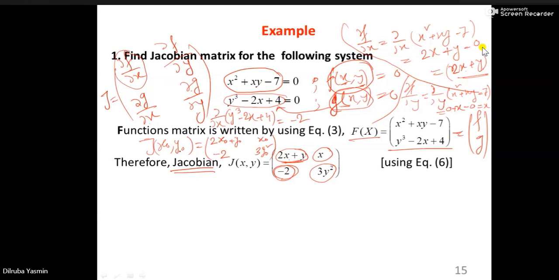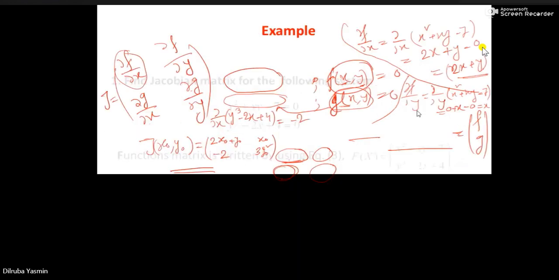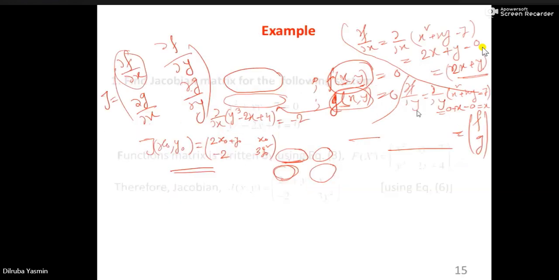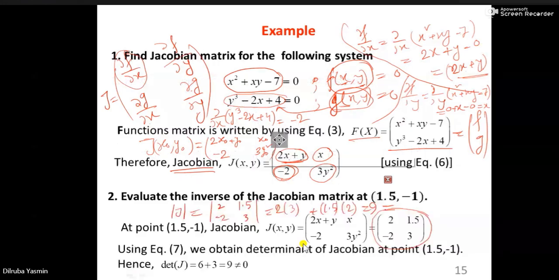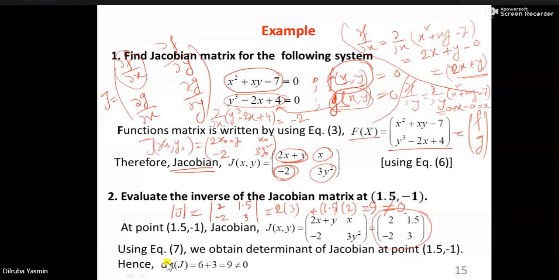So look at the second question. Here you have to derive or calculate the Jacobian matrix at this point. So what you should do is just substitute. When you get the determinant of the Jacobian not equal to 0, then you can get the inverse Jacobian matrix. So this is the process to find the inverse Jacobian matrix.